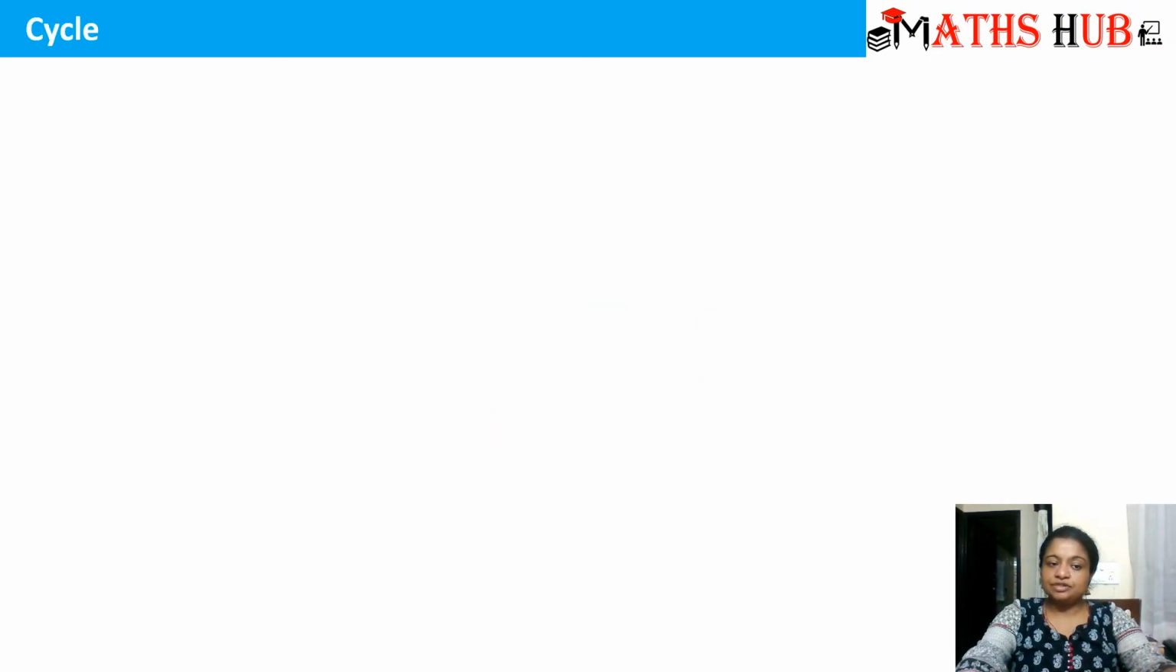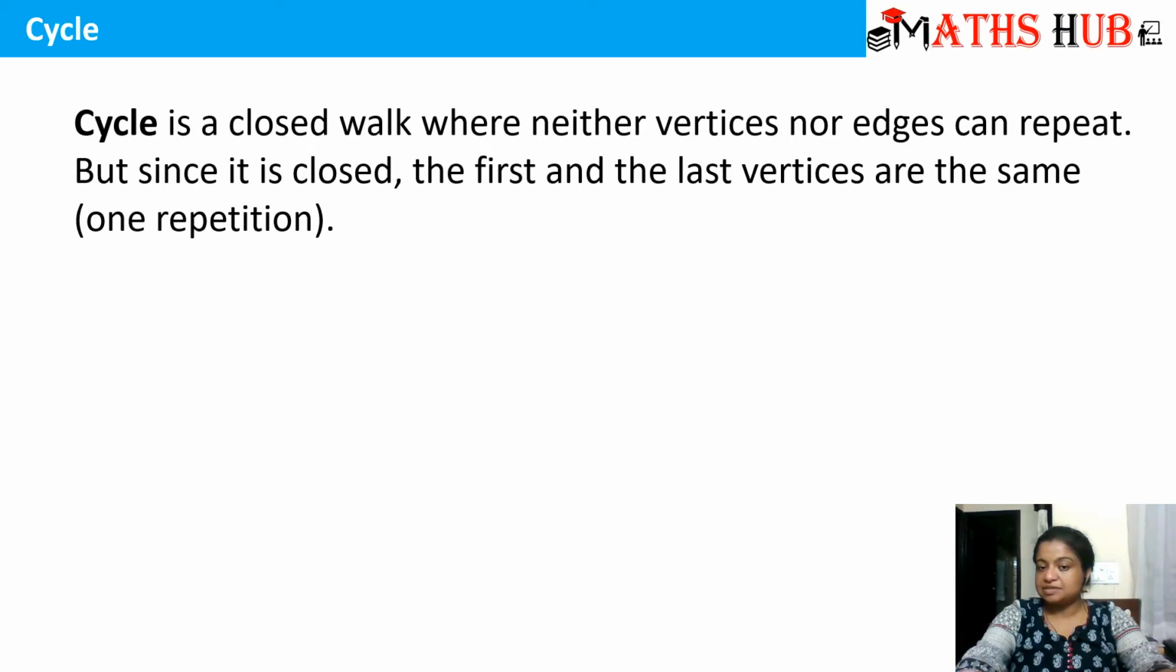So cycle, also from the name, suggests that it needs to be a closed one. Now what happens to the restrictions on the vertices and edges? It's a closed walk where neither the vertices nor the edges can repeat. Since it's a closed walk, the only possibility is that the first and the last vertex can repeat. They need to be the same. Rest, there is no repetition on the vertex set.